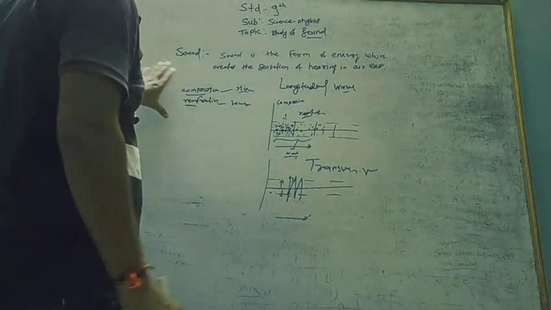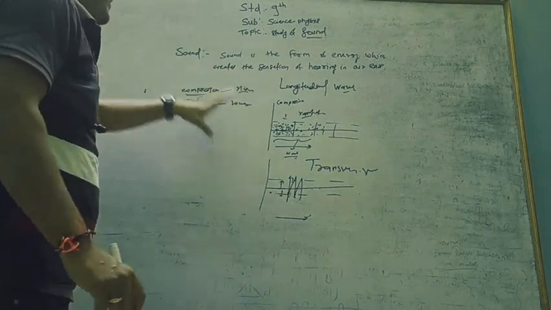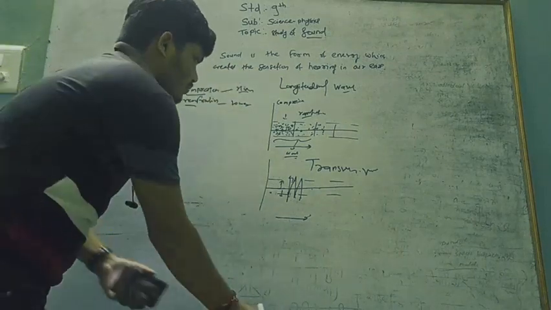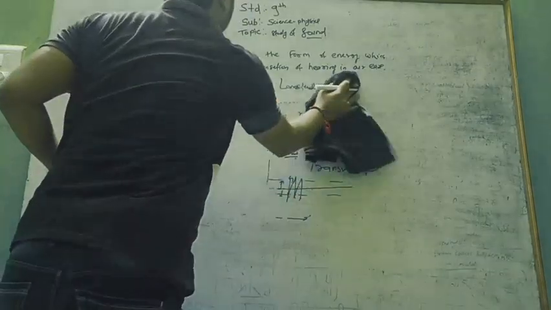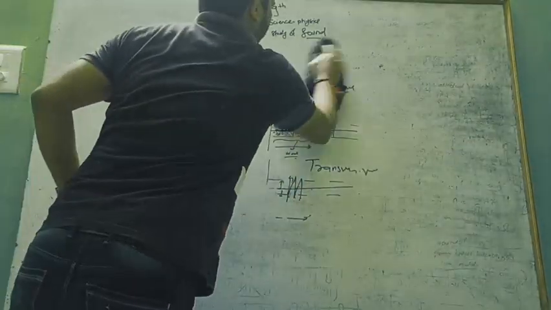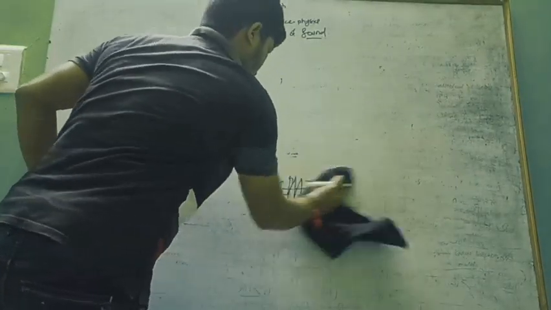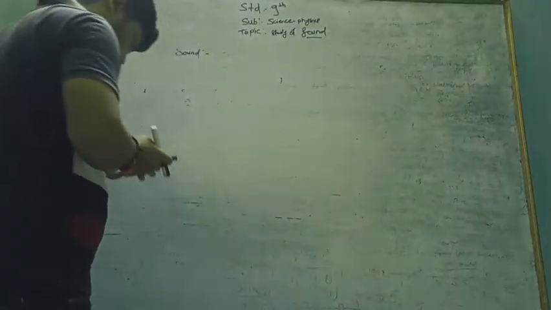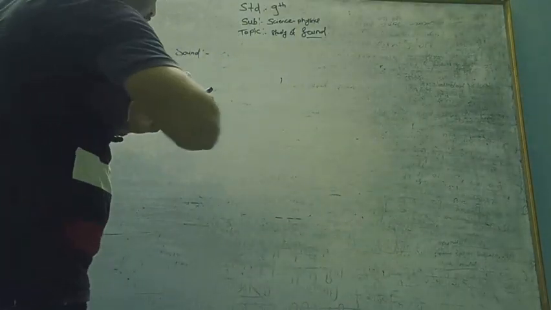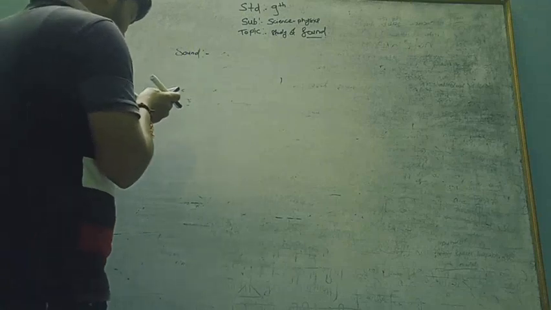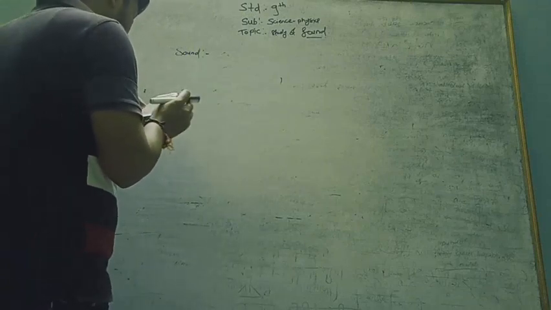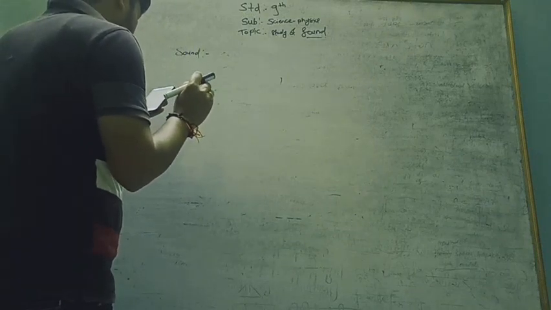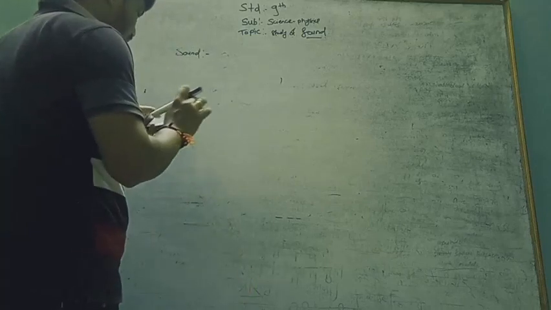So this is the longitudinal wave and the transverse wave, and sound is a longitudinal wave, which means sound travels in the form of longitudinal waves. One diagram is given in your book on page number 128. The sound wave can be shown in the form of a graph.